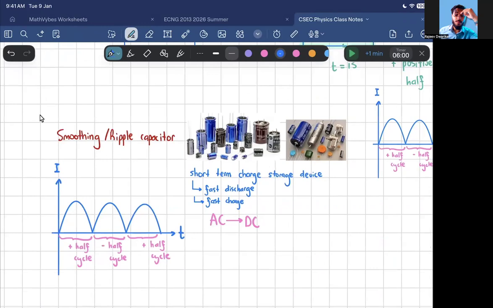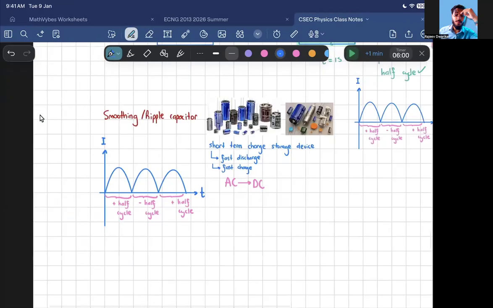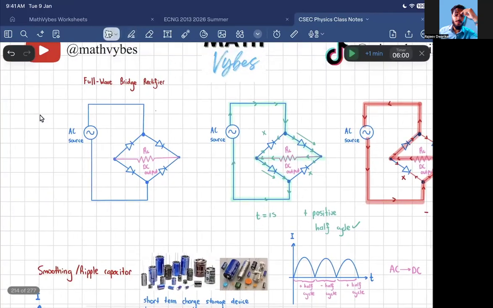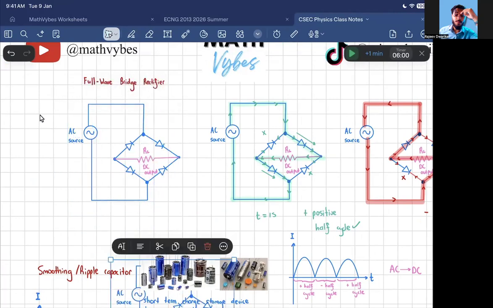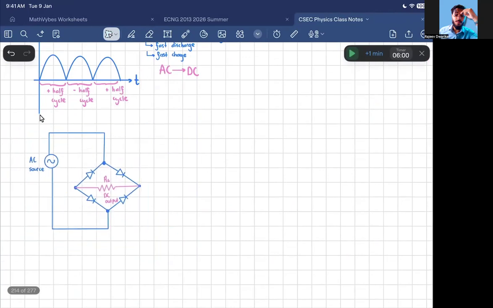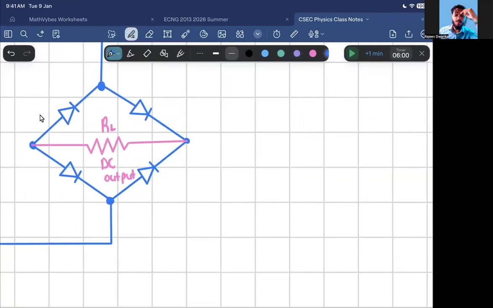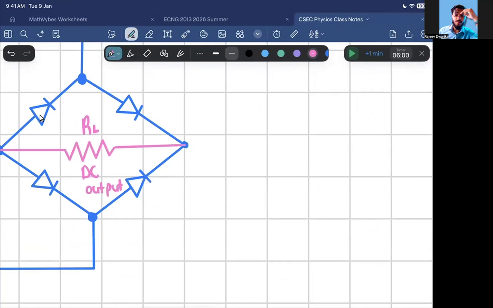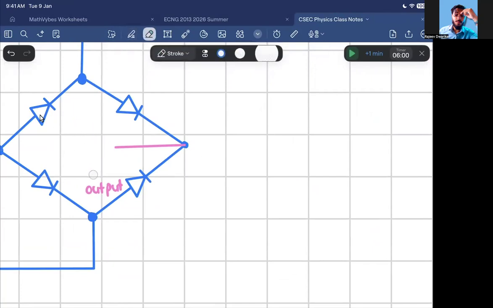So a capacitor is a short-term charge storage device. It stores charge for a short period of time. I don't know what else I could say. That's literally what it does. And you would place that, let me show you the improved power supply. What you would do is place the capacitor in parallel to that. So let me just change this up.